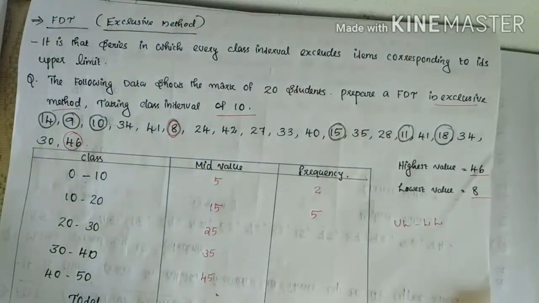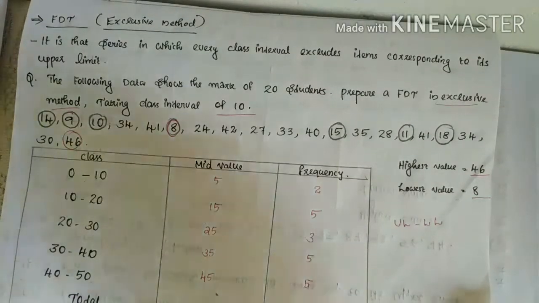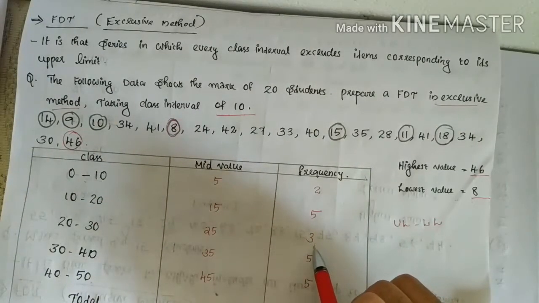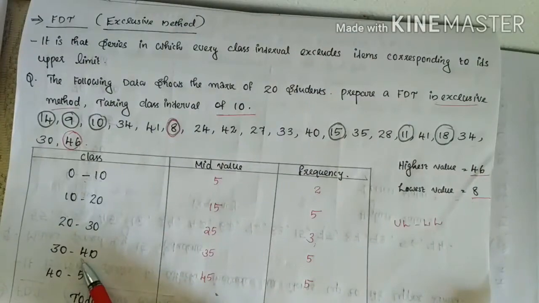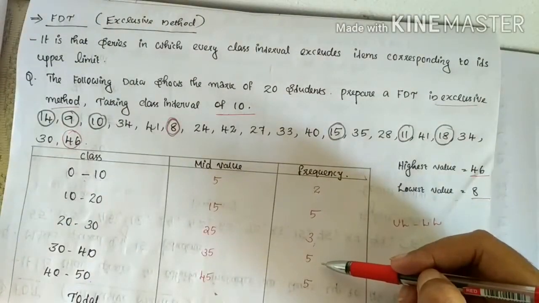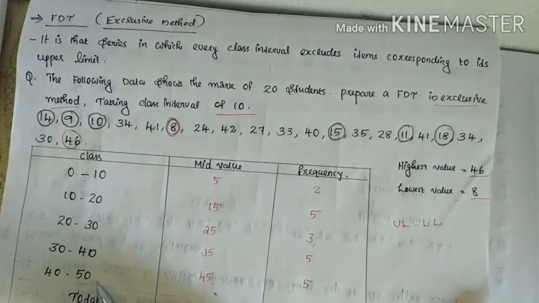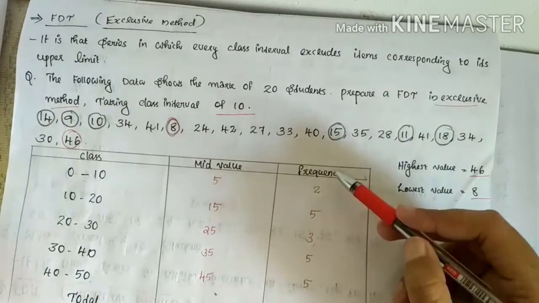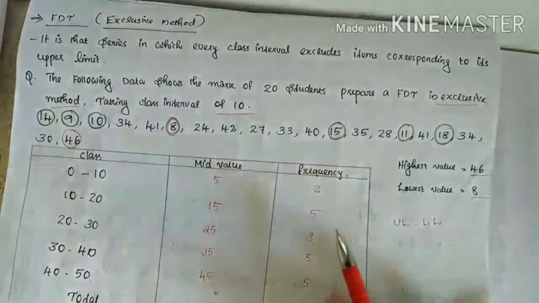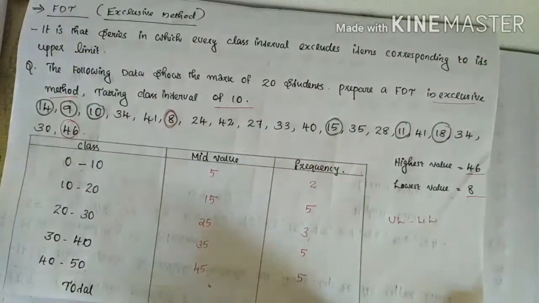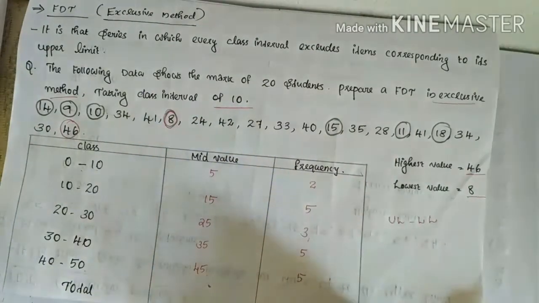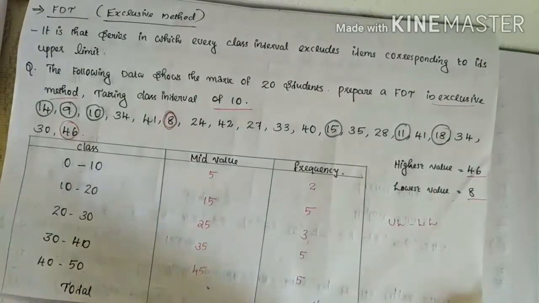The same procedure we follow for all the classes. The class of 20 to 30 has 3 items, so the frequency is 3. The class of 30 to 40 has 5 items, the frequency is 5. And the class of 40 to 50 has 5 items, the frequency is 5. After finding the frequency of all the classes, the next step is to compute the total of the frequency. Here the total is 2 plus 5 plus 3 plus 5 plus 5, that is 20. So the total of the frequency is 20.